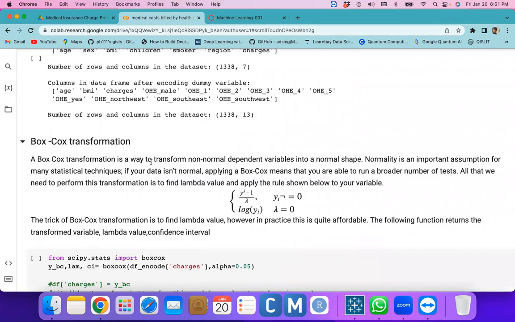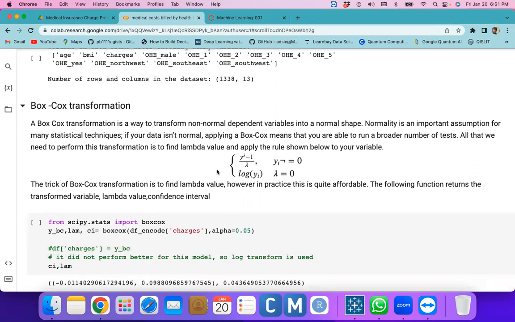Box-Cox transformation is a way to transform a non-normal dependent variable into a normal shape. I already told you, when you apply the log, if it is not a normal distribution, it can be converted into a normal distribution. Normality is an important assumption for many statistical techniques. If your data is not normal, applying Box-Cox means you are able to run a broader number of tests. We need to perform the transformation to find the lambda value, and apply the rule shown below. This is the function for the Box-Cox transformation.